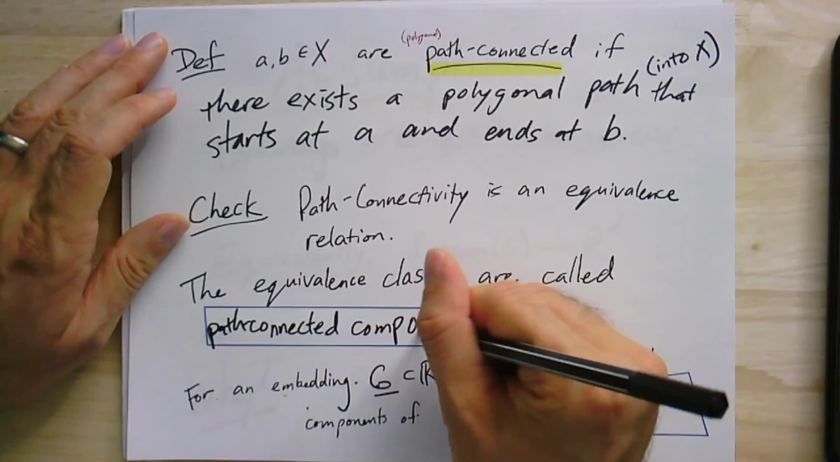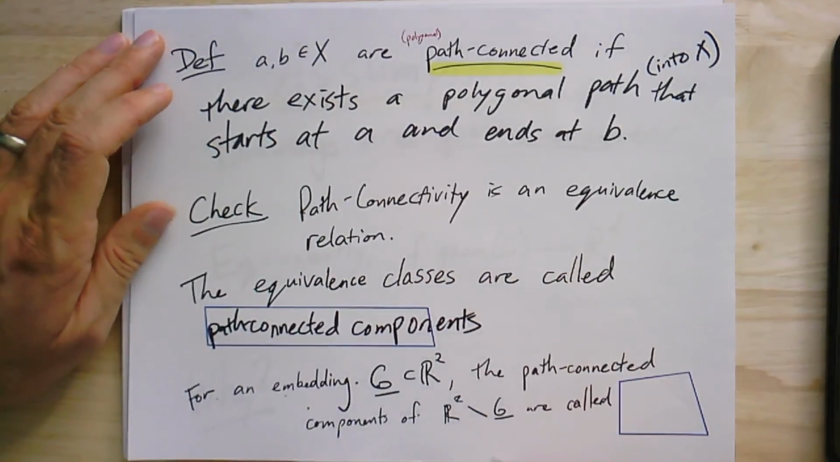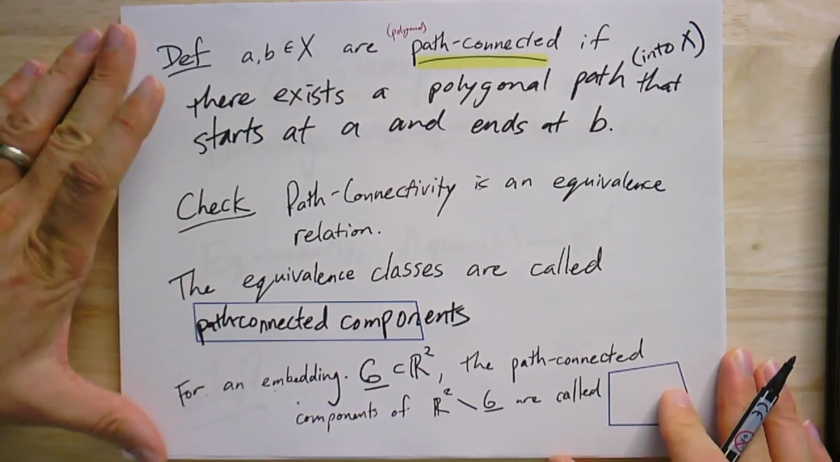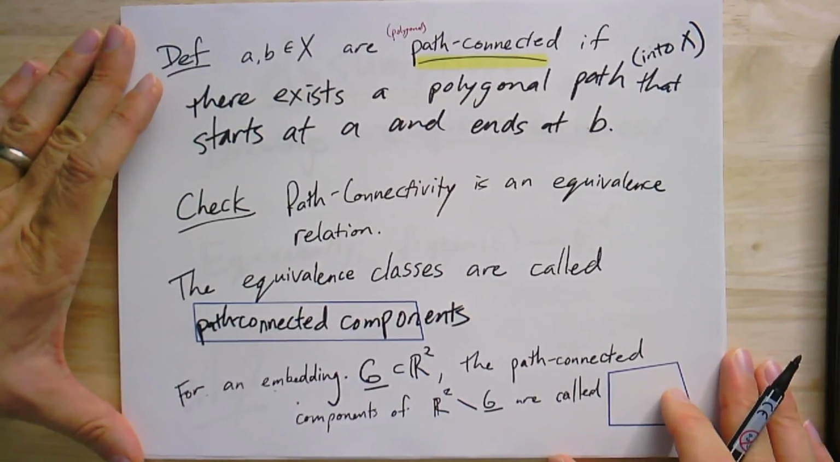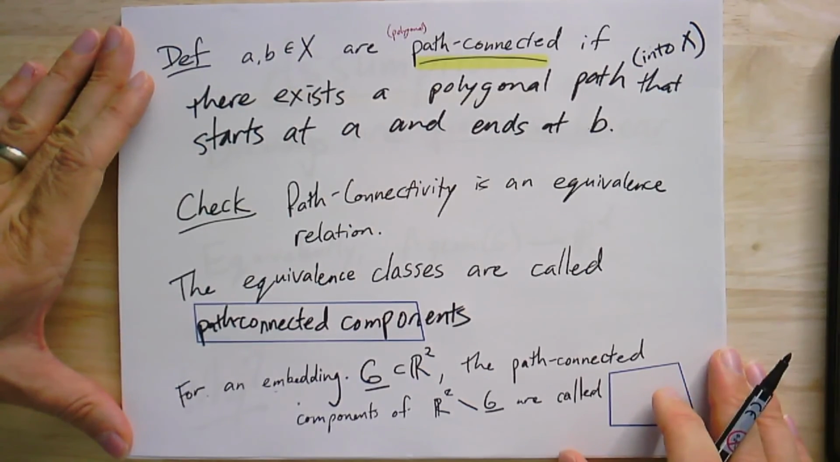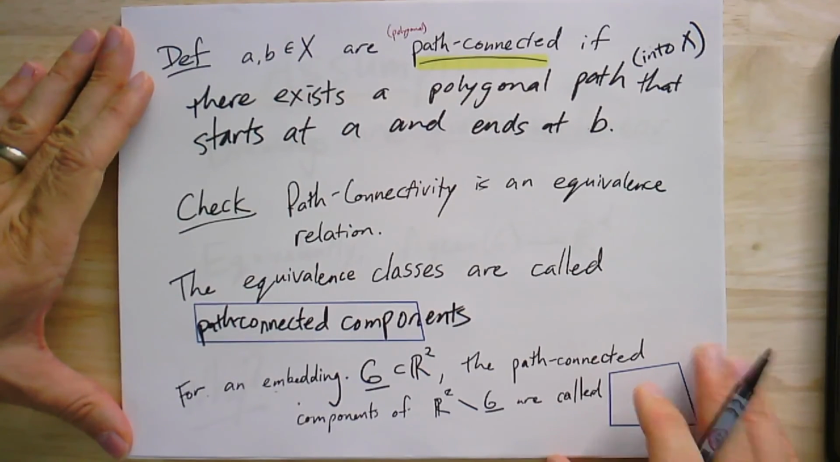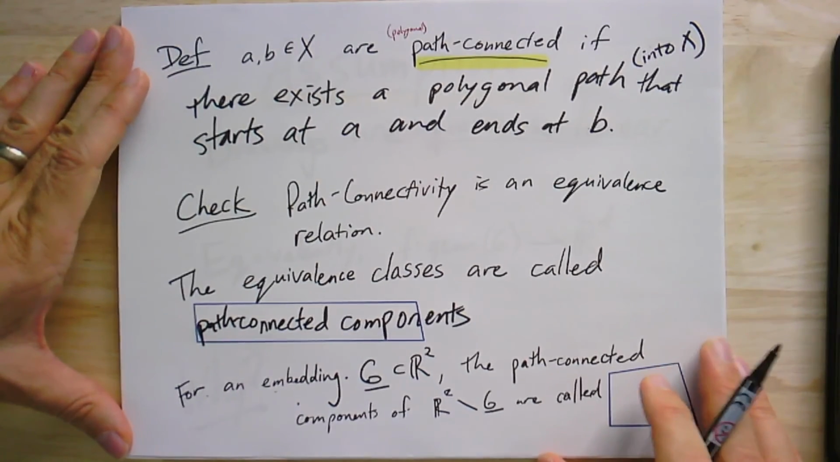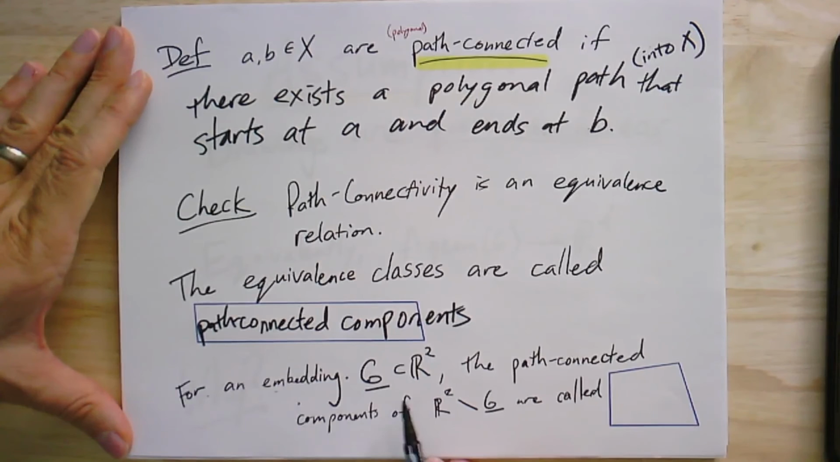I didn't make my box big enough to fit this in here. So the path connected components, and this is in analogy with the connected components in a graph. In fact, the path connected components of an embedding of a graph are the same, or at least in bijection with the connected components of the graph.